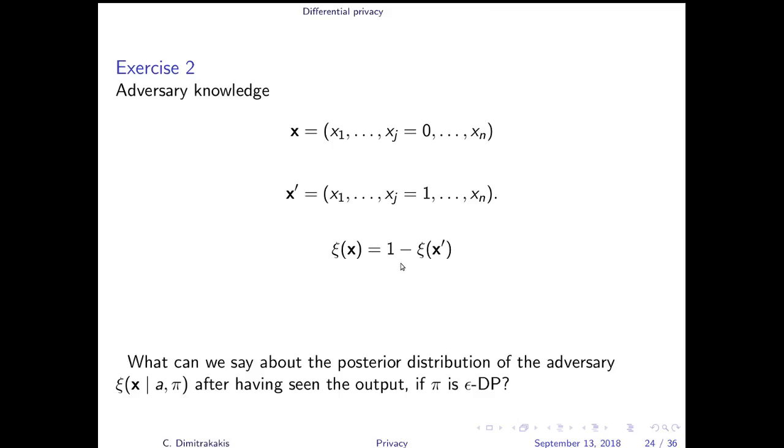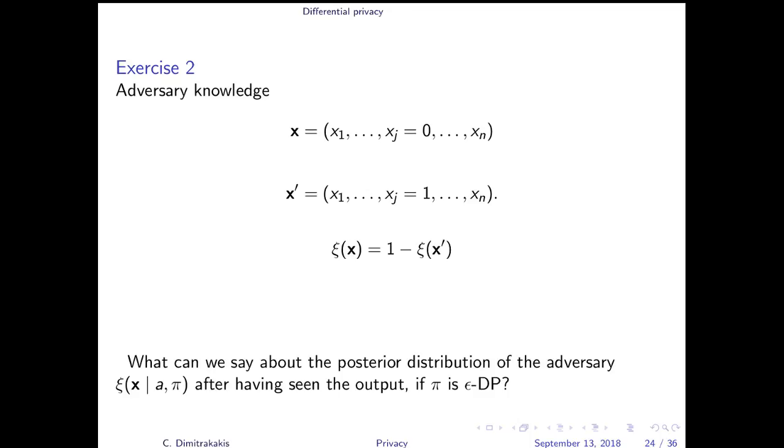And the adversary has a prior that the data is either this one or x prime. So the total probability of these two is 1. So it's exactly the scenario that I sketched on the paper. There are many possible data sets, but the adversary knows it's either one of those two. So then, what do you think we can say about the posterior distribution of the adversary after having seen the output, no matter what the output of the mechanism is?